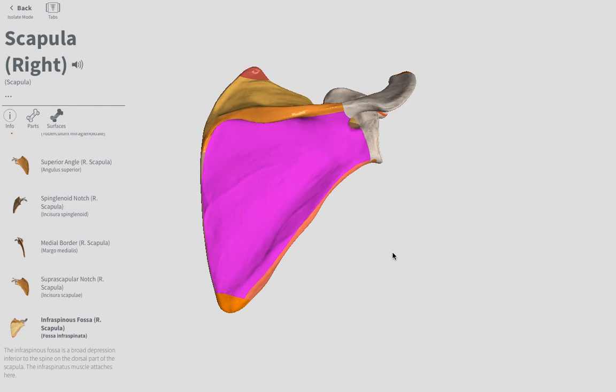And remember, we're looking at this from a posterior aspect. This is medial. This is lateral. So the humerus would be here, and this would be heading towards the spine.